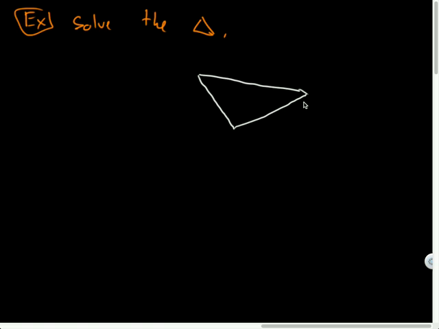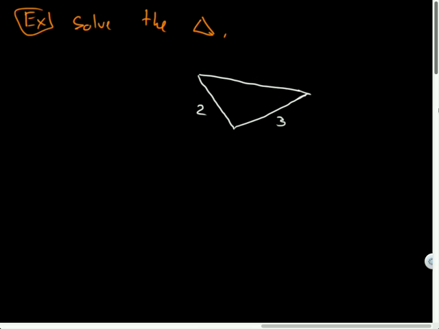So suppose, what if I knew all three sides of the triangle, but none of the angles? Suppose this was 2, 3, and... Actually, before I write that, what could this be? Could this be 1? No. Absolutely not. Could you have a 1, 2, 3 triangle?